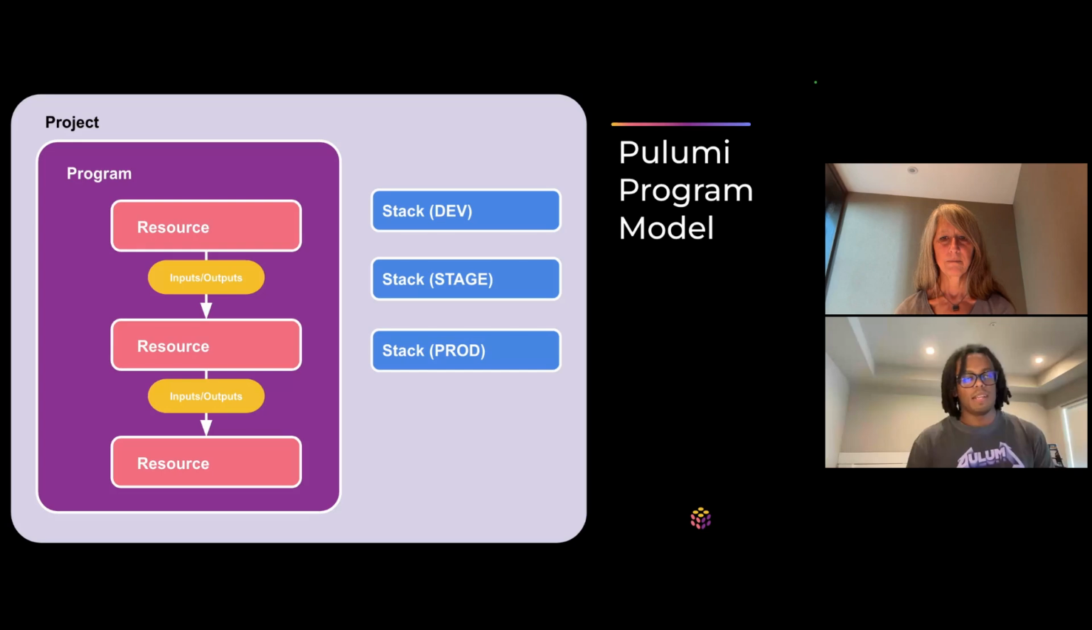And then last but not least is the stack. You can imagine a stack being an instance of that program. So you'll see here in parentheses, there's dev, stage, and prod. Imagine you're standing up a database. You might have your dev database, you might have your staging one, and you might have your prod one. Those stacks will contain the unique configuration that makes it a dev, stage, or prod configuration.